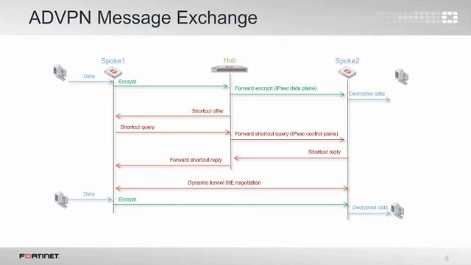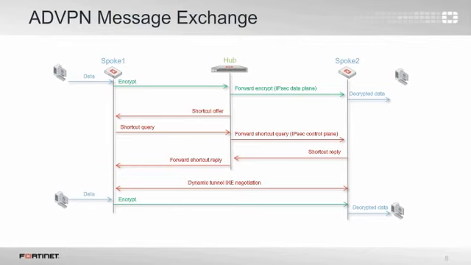The hub notices that a more direct tunnel option might be available from Spoke 1 to Spoke 2. The hub sends a shortcut offer message to Spoke 1. Spoke 1 acknowledges the shortcut offer by sending a shortcut query to the hub. The hub forwards the shortcut query message to Spoke 2. Spoke 2 acknowledges the shortcut query and sends a shortcut reply to the hub. The hub forwards the shortcut reply to Spoke 1, and Spoke 1 and Spoke 2 initiate the tunnel IKE negotiation.